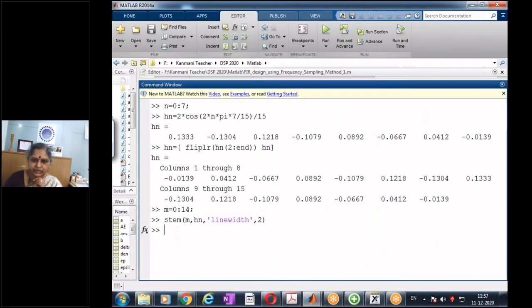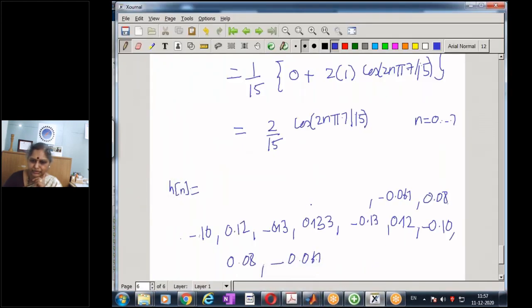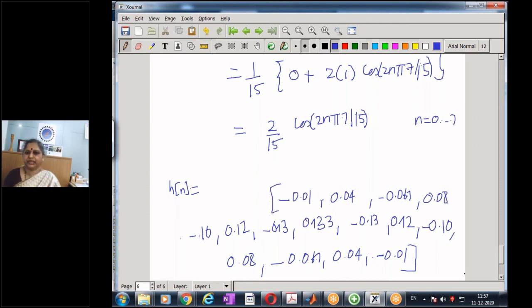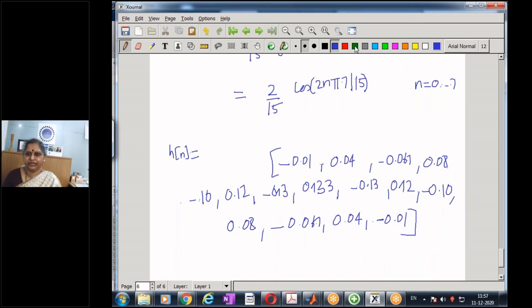and a 0.04 and minus 0.01. So 0.04 and minus 0.01, and 0.04 and minus 0.01. This is my plot of the filter, and here is where my origin is. So this is my sequence h of n, having 15 values.